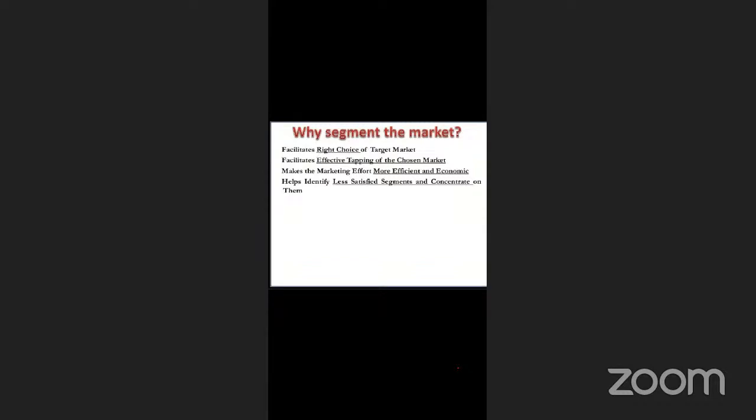Correct. Okay, then here they are saying market segmentation makes the marketing effort more efficient and economic, and helps identify less satisfied segments and concentrate on them. Okay, then next is designing appropriate marketing strategies. Market segmentation helps the marketers to devise appropriate marketing strategies and promotional schemes according to the tastes of the individuals of a particular market segment. So the marketers must be able to relate their products to the target segment. It helps to determine the difference.